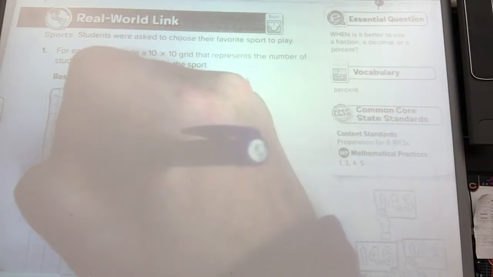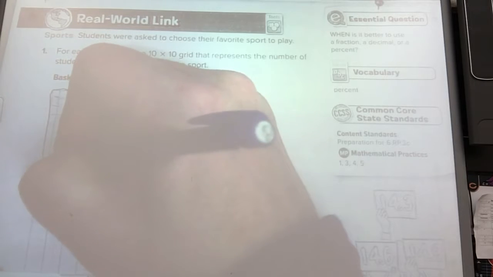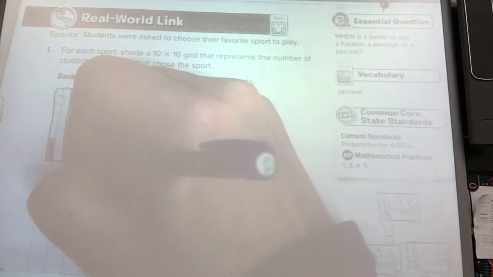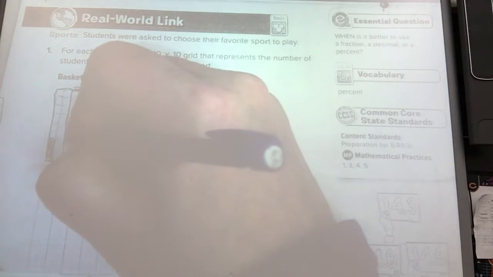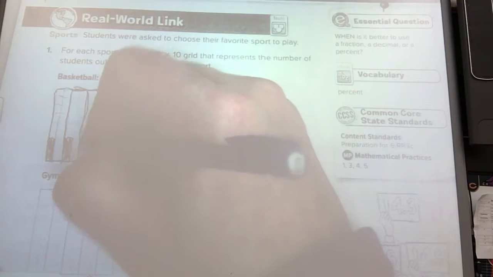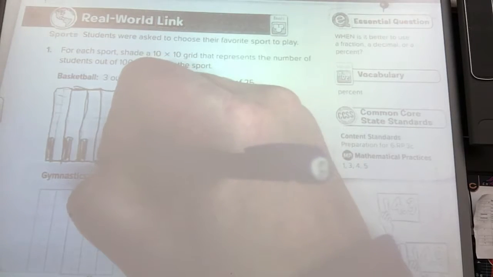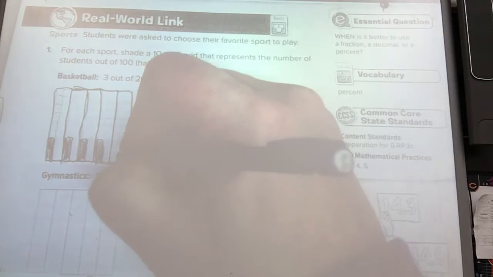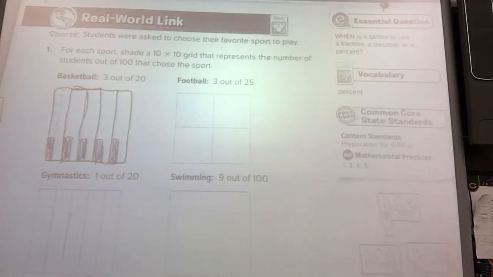Well, if it's 3 out of 20, let's go 1, 2, 3 squares up and shade those in. Here's another 20, and again 3 out of 20. So all I'm doing is shading in, and I know I'm doing it kind of quickly. All I'm doing is shading in 3 out of 20 people that like basketball.